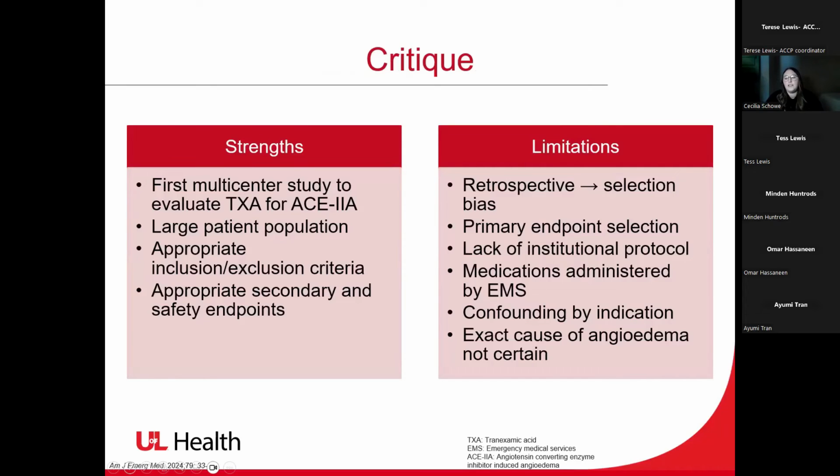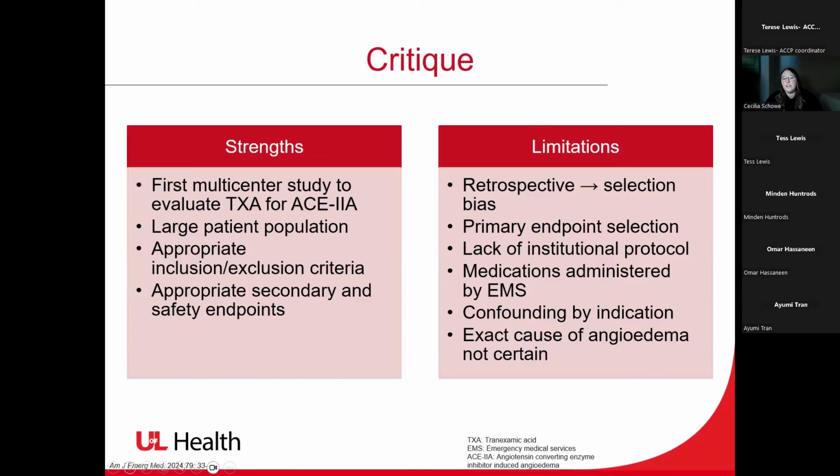So when thinking about some strengths and limitations, this really was the first multicenter study to evaluate TXA for ACE inhibitor-induced angioedema, and they did have a large patient population with just over 200 patients. I thought they used appropriate inclusion and exclusion criteria, so trying to exclude patients that potentially had another risk factor, like history of ACE inhibitor-induced angioedema, or hereditary angioedema or C1 esterase inhibitor. And I thought they used appropriate secondary and safety endpoints, so looking at that need for intubation and potentially a risk of clotting event, while likely very low in this patient population, I still think it's something appropriate to assess.